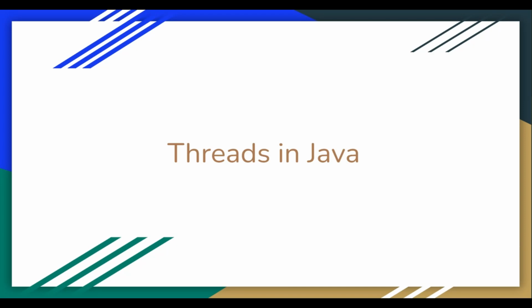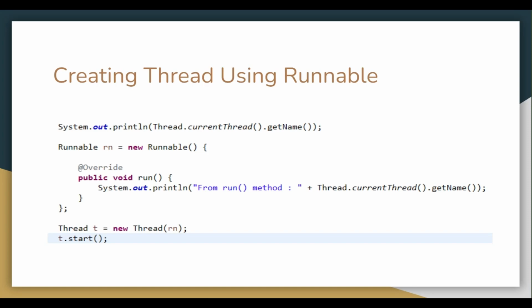So there are two ways to create a thread in Java. The first one is by implementing the Runnable interface. As you can see over here, I've implemented the Runnable interface and I've overridden the run method.